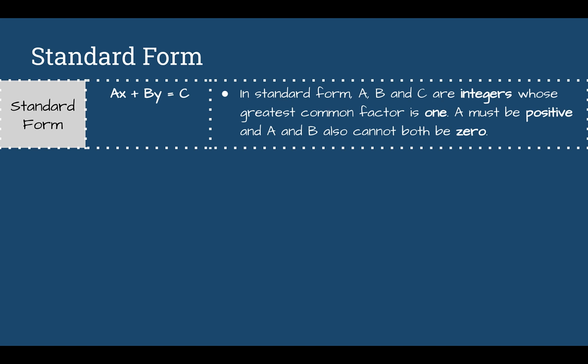That seems like a lot of rules for one simple equation. However, when we're starting to pull it out of context, it ends up not being that complicated. Here's an example in standard form. So we could have 3x plus 4y equals 18. All of our numbers are counting numbers. I can't divide every single one by the same thing. The first number is positive, and the first and second number are not both 0.